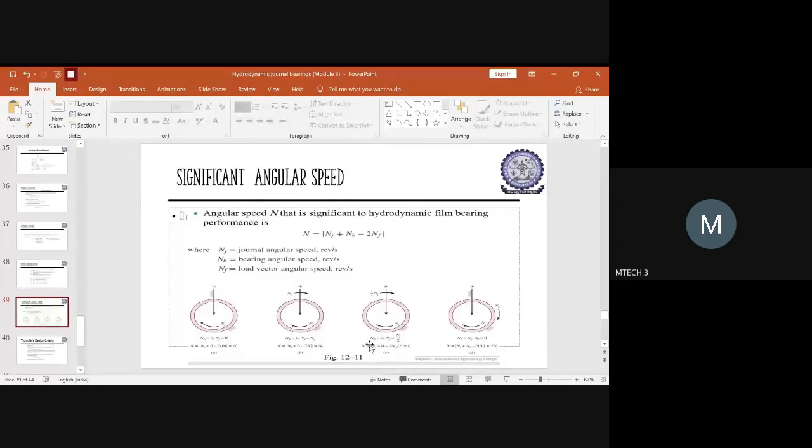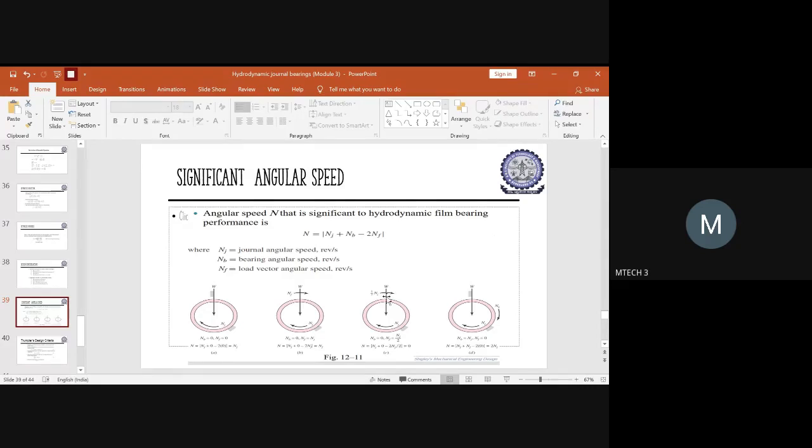So now you know the angular speed of the journal and the angular speed of the load vector. You'll substitute back in the equation. Nj, you write as it is, Nb is equal to 0, and in place of Nf, you write Nj by 2. So 2 into Nj by 2, the 2 gets cancelled. The equation reduces to the total angular speed N equal to Nj minus Nj, so both get cancelled and it becomes 0.